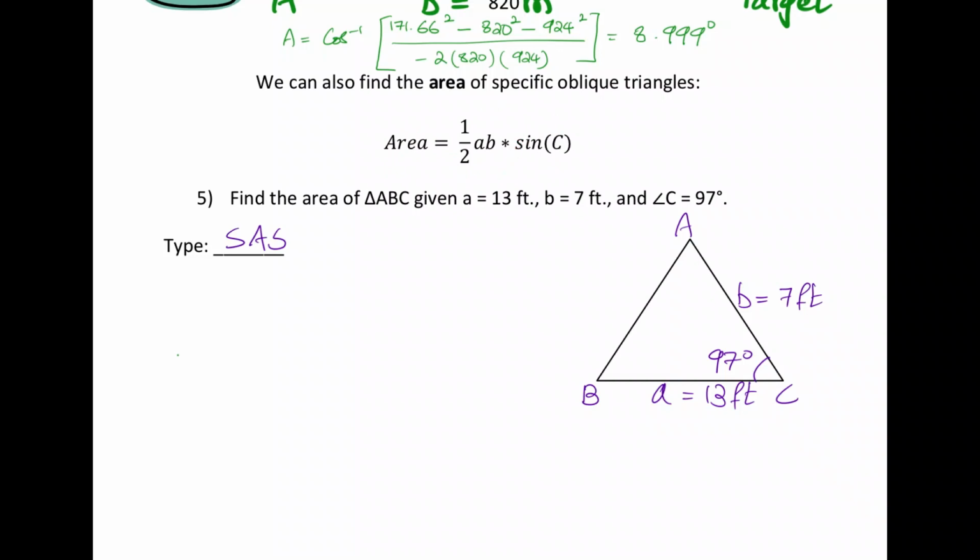And in this case, they have given us A, they have given us B, and they have given us angle C, everything that you see in the formula here. So again, just a matter of plugging in. So it's 1/2 times A, which is 13 feet, times B, which is 7 feet, times sine of angle C, which happens to be 97 degrees. So just plug in everything into your calculators, come back and check your answer. And the answer I have is area is 45.161 square feet.